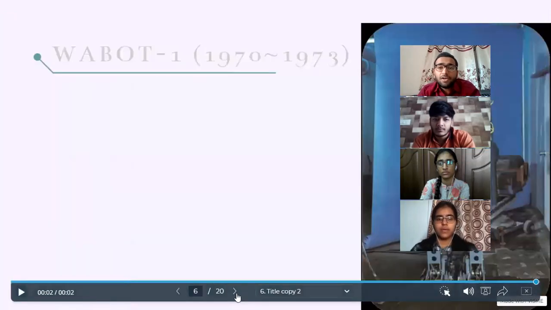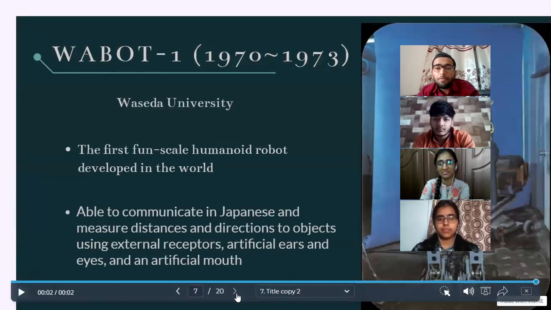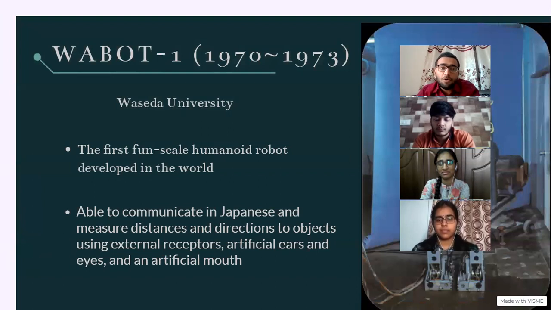Next in this slide, we are going to discuss a very primitive pioneer in this field known as the WABOT-1. It was made and conceived by Waseda University. It was the first full-scale humanoid robot to be developed in the world. It was able to communicate in Japanese, and to measure distances and directions to objects using external receptors. It had artificial ears, eyes, and an artificial mouth for effective communication. With this, I would like to invite my friend Fenil to take over the stage.